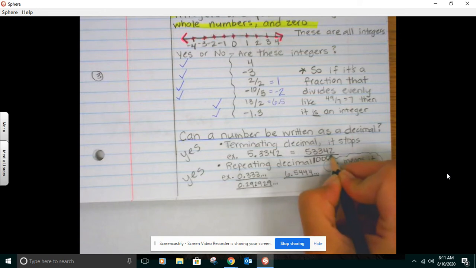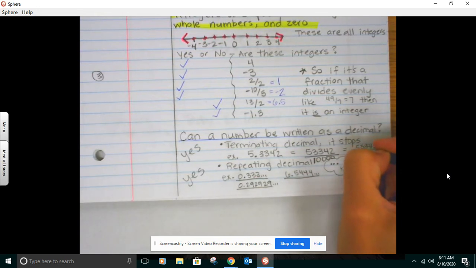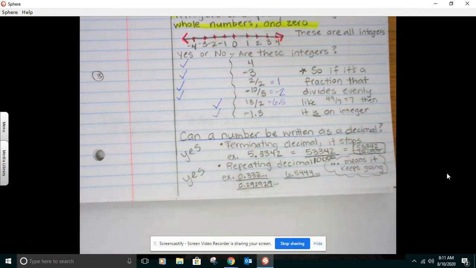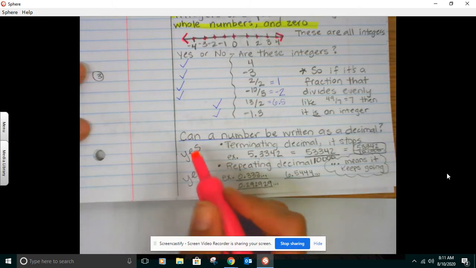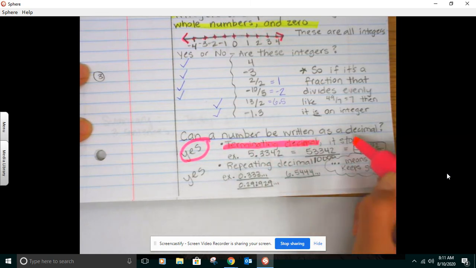1, 2, 3, 4. I don't like the way that looks. I'm going to write it one more time. 53342 over 10,000. And again, I'm sorry, I didn't plan that out very well. So again, if the decimal does stop, you can write it as a fraction. Try it in the calculator. Does that equal the same thing we started with? Then you'll know for sure, oh yeah, that does work. So this is a yes, terminating decimals. If you forget what that means, highlight the stops.